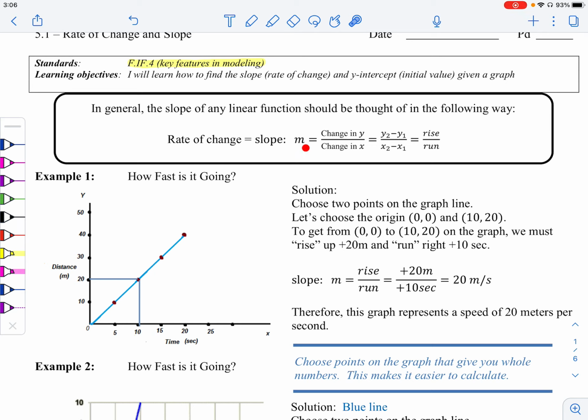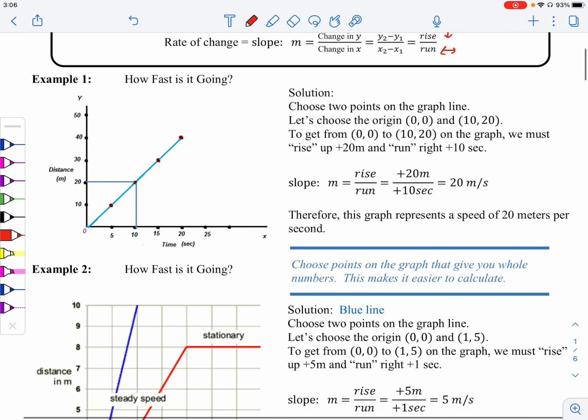So usually the slope is your rise over run, right? Change in y over change in x. Your rise is your up and down, so either up or down. Your run is right or left. So rise, up and down; run, right and left.